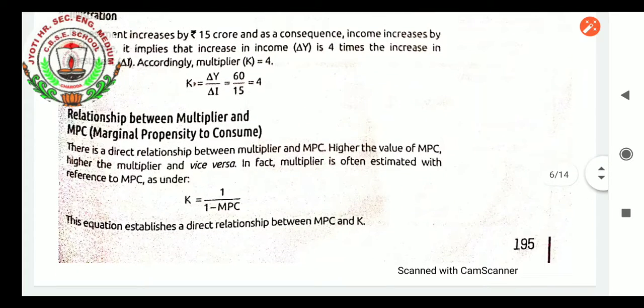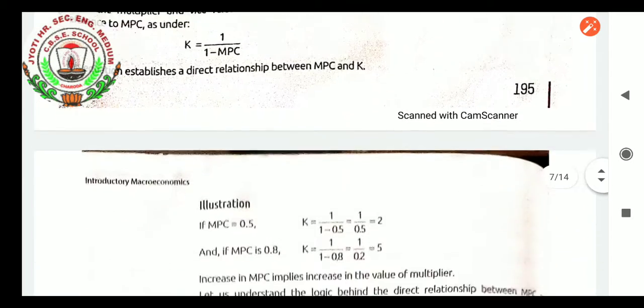Relationship between multiplier and MPC, marginal propensity to consume: there is a very positive, direct relationship between the multiplier and the marginal propensity to consume. The higher the value of MPC, the higher the multiplier will be, and vice versa. If the value of MPC is lower, the multiplier will be lower. In fact, the multiplier is often estimated with reference to MPC as under: K equals 1 divided by 1 minus MPC. This equation establishes a direct relationship between MPC and K.